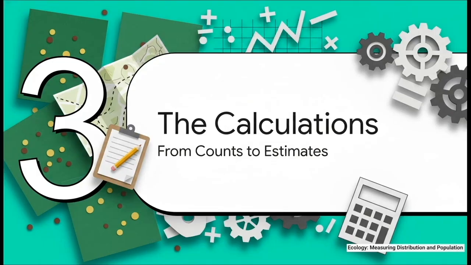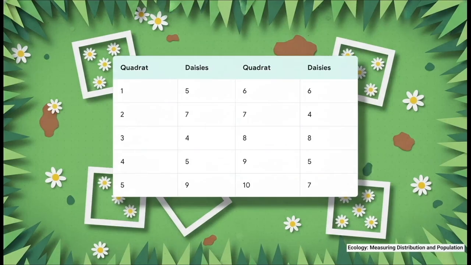You've got a page full of numbers. But what do they actually mean? This is where we turn those raw counts into a proper population estimate. So let's imagine this is our data. We've thrown our quadrat 10 times randomly, and these are the number of daisies we counted in each one. As you can see, the numbers jump around a bit, from 4 all the way up to 9.